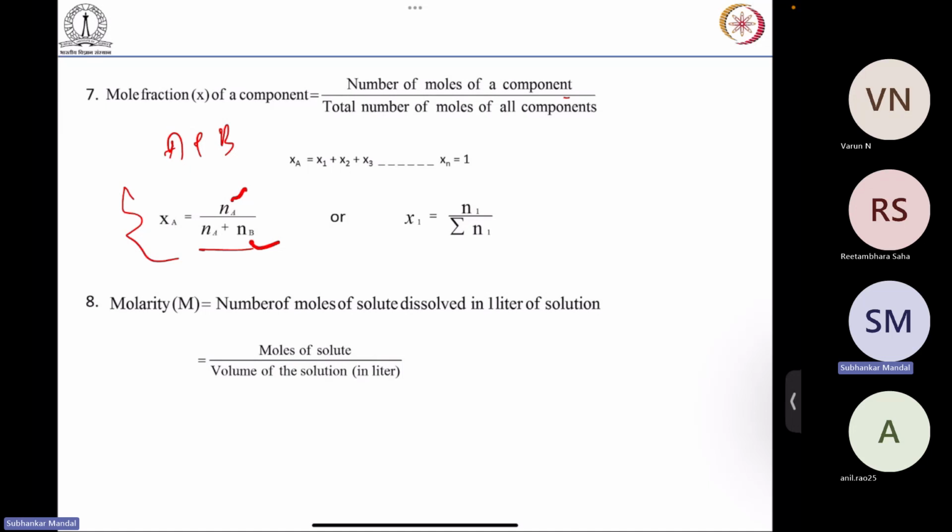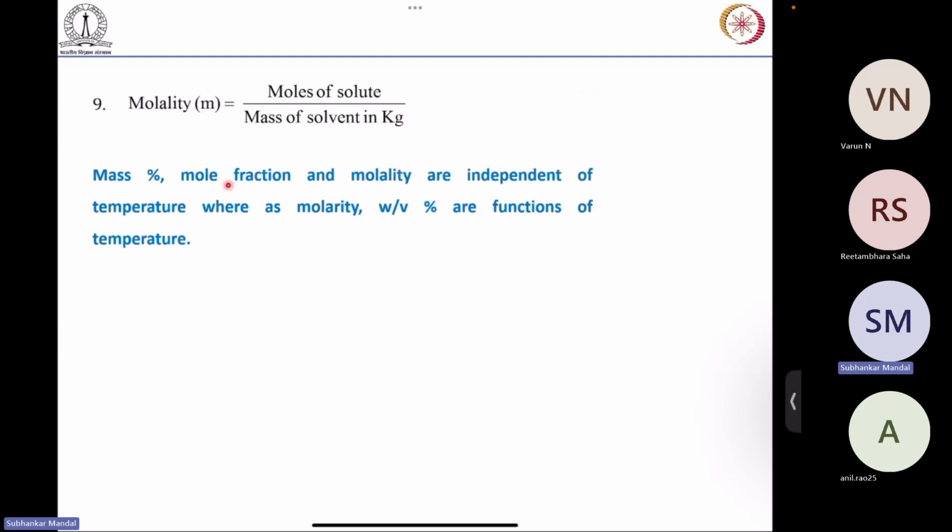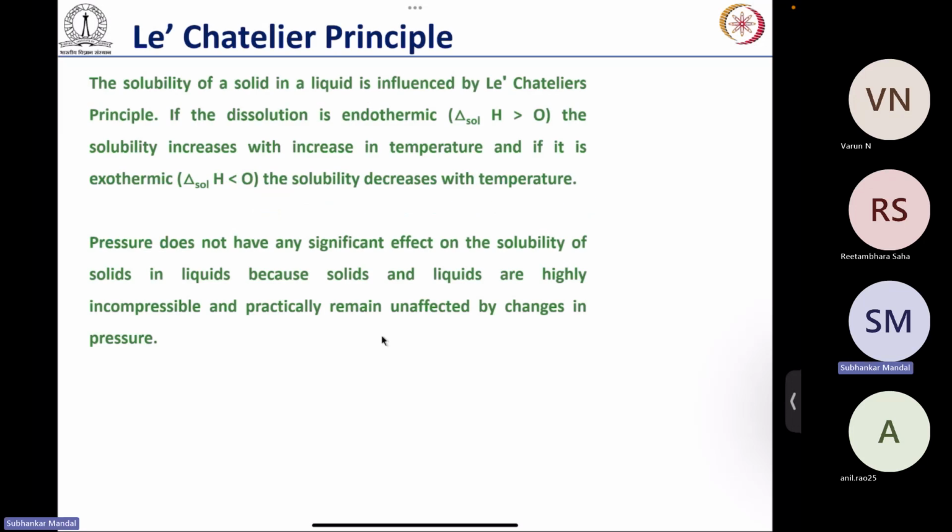And molarity also we have discussed, and in this video I have shown how to make the 0.2 molar solution of K3Fe(CN)6. So those things we have discussed. Then molality also we have discussed. Then along with that, Le Chatelier's principle also we have discussed.